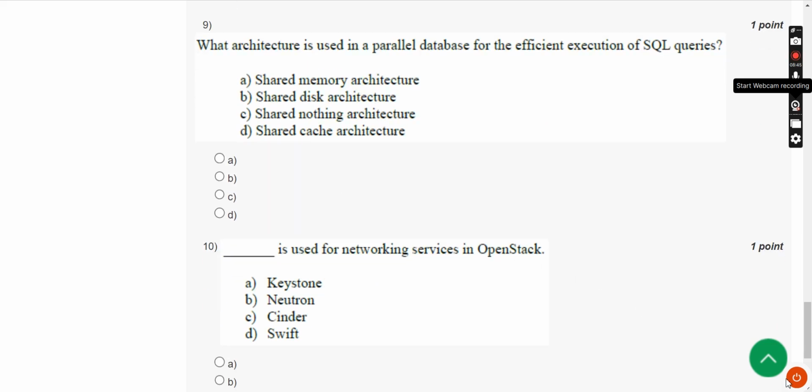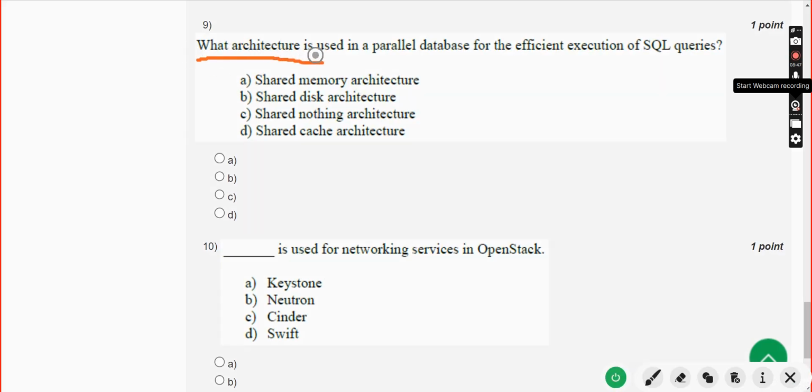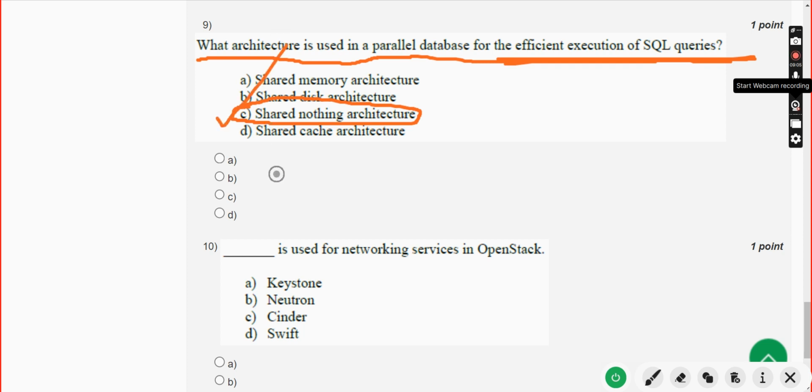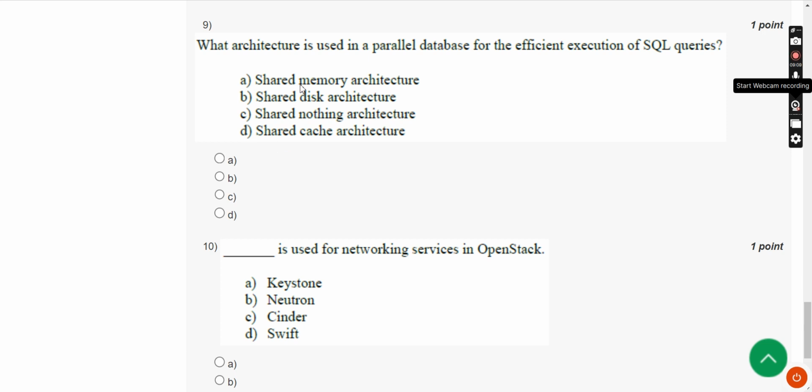Moving on to the ninth question now. What architecture is used in a parallel database for the efficient execution of SQL queries? So for the ninth question, I am going with option C, guys. Shared nothing architecture. If you differ with my solution, please give your opinion in the comment section, guys. But I think almost all of these solutions are 100% correct.